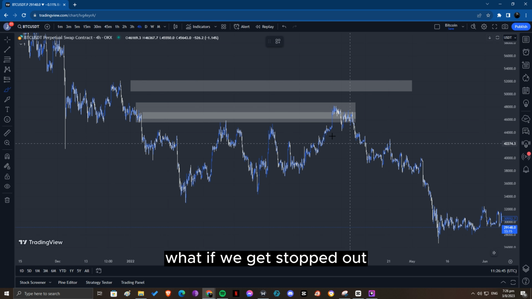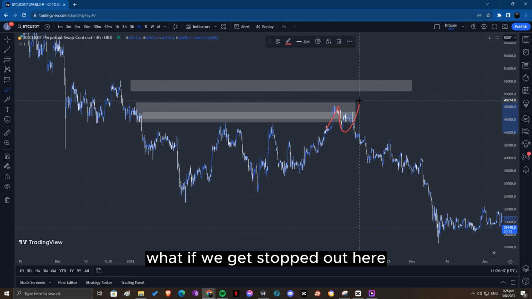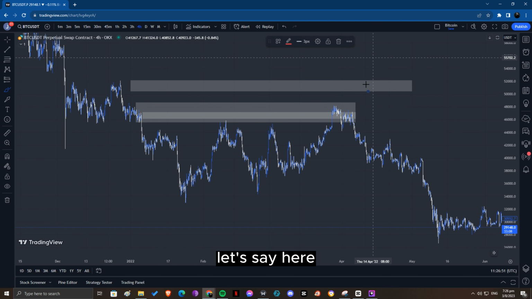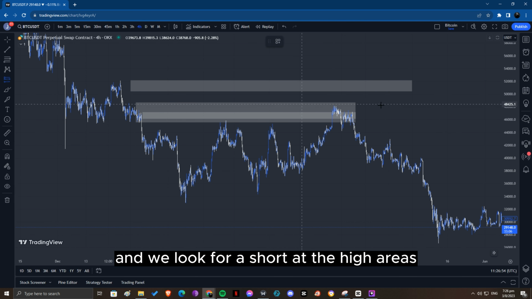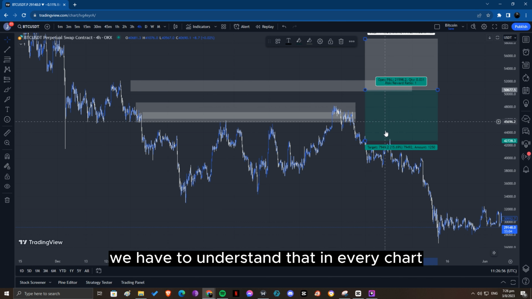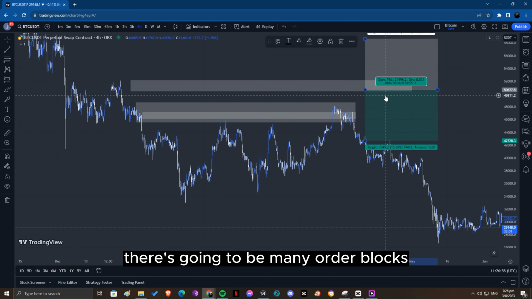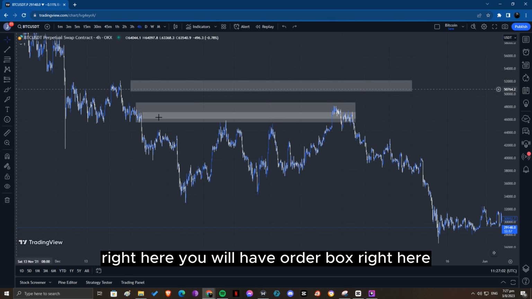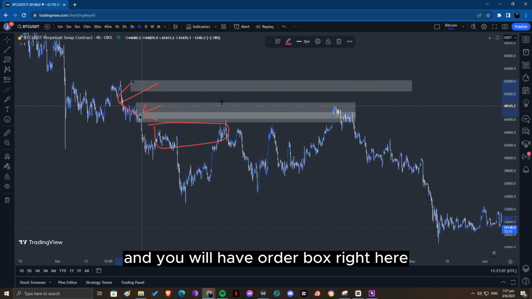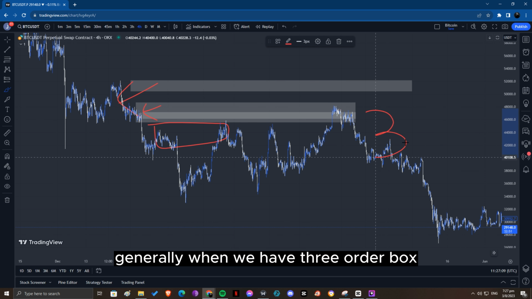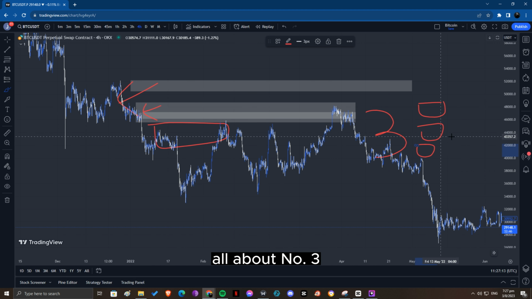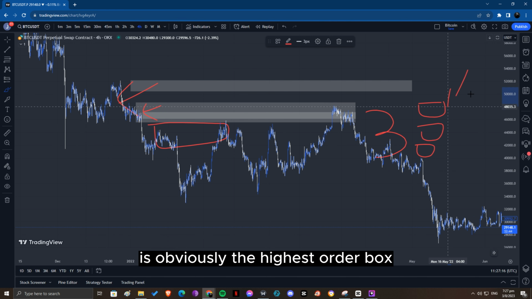Now, you might say, what if we get stopped out? What if we get stopped out here? Sure, then we just re-enter higher, let's say here, and we look for a short at the higher areas, which is order blocks. We have to understand that in every chart, there's going to be many order blocks. You will have order blocks right here, you will have order blocks right here, and you will have order blocks right here. Generally, when we have three order blocks, let's say order block number 1, order block number 2, order block number 3, the most reliable one is obviously the highest order block.